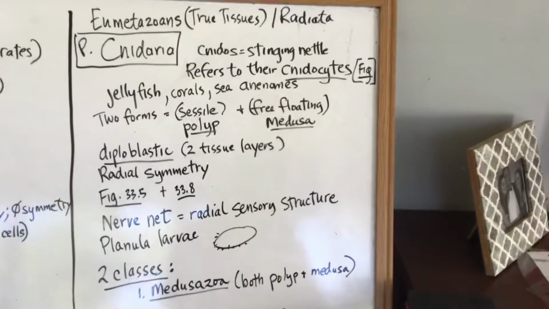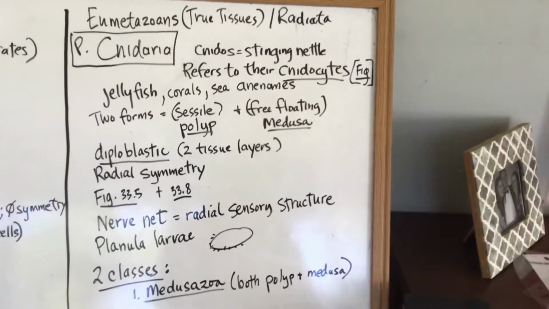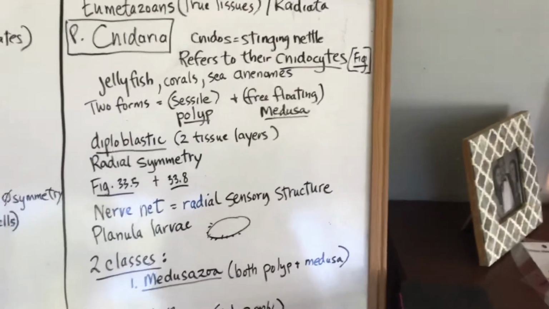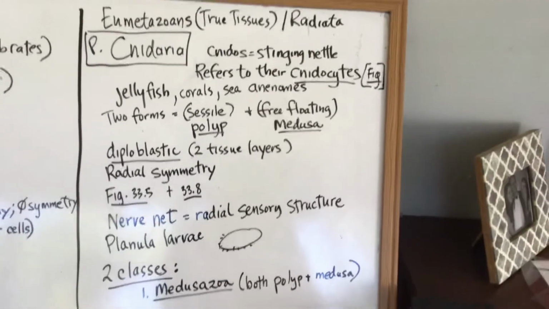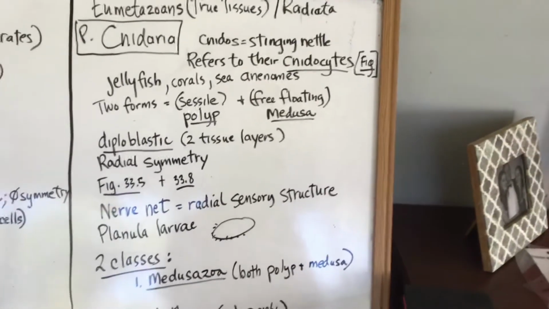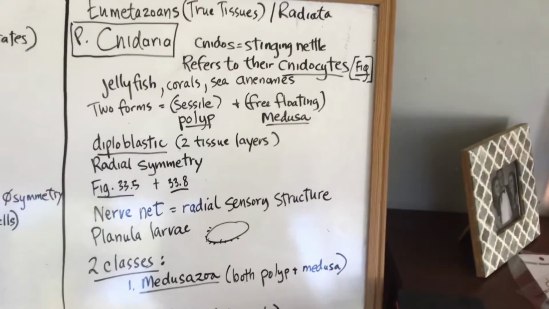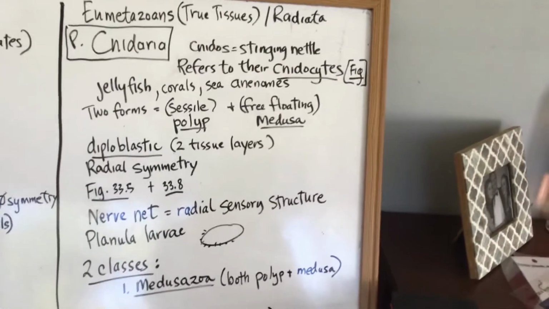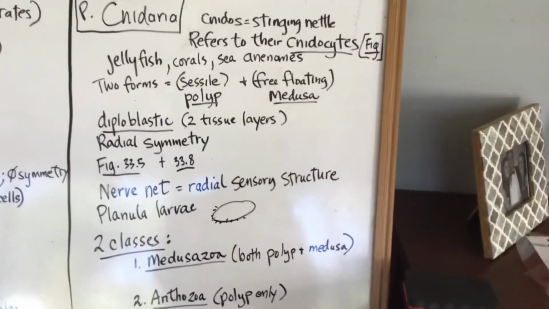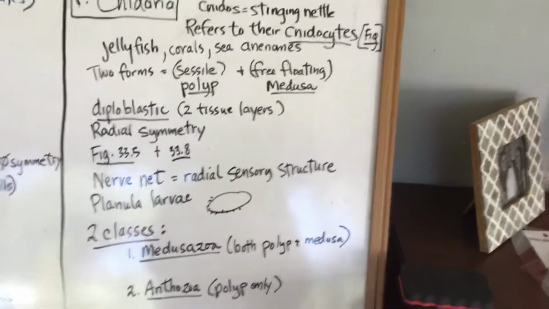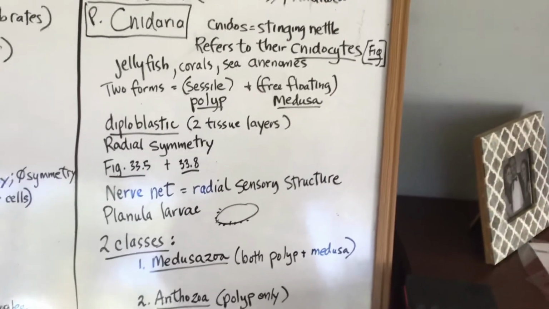The name comes from the term cnidos, which means stinging nettle, and that is referring to cnidocytes. Cnidocytes are stinging cells, and I'll show you a picture of that in just a second. Some representatives of this group are jellyfish, corals, and sea anemones. And there are two forms in which they can exist. One is called a polyp, which is the sessile or attached to a substrate organism. And then the other form is a free-floating form called a medusa. And the medusa floats around, usually mouth down.